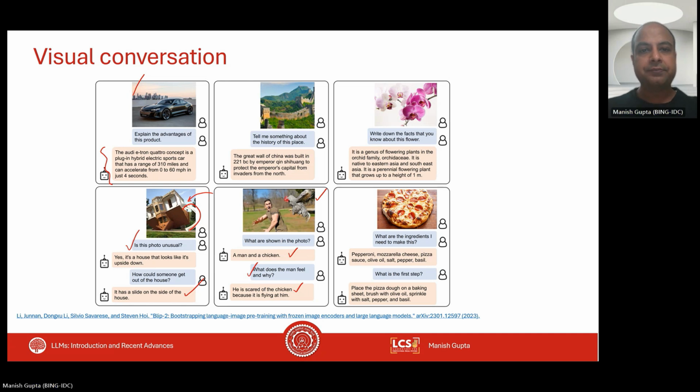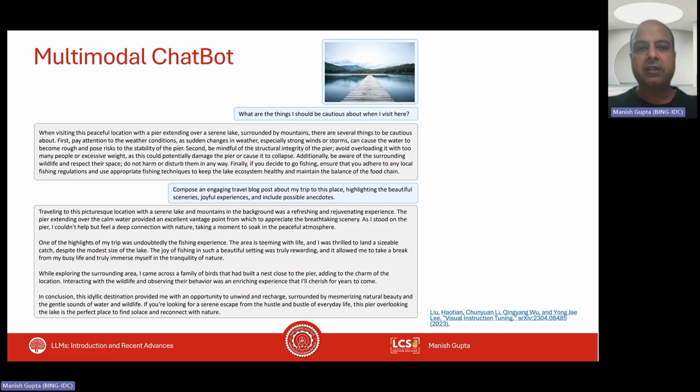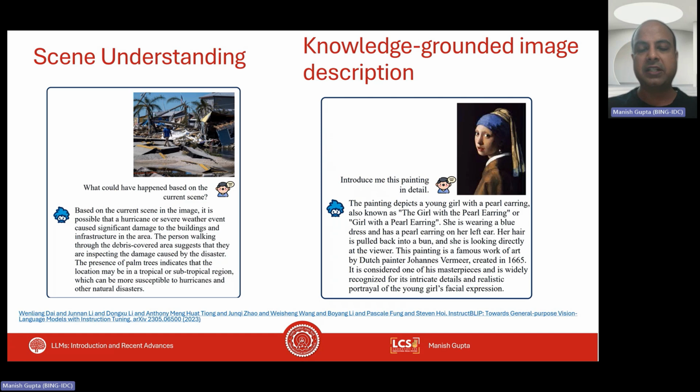Now, these multimodal chatbots may not really be chatting in short utterances. As you see here, this particular model could lead to much longer utterances as well. Given this image, a user could ask, what are things I should be cautious about when I visit here? And this multimodal chatbot can give very detailed, different perspectives of what one should be cautious about. It can also help write a long travel blog post about a trip to this place and so on. So these visual conversations may be really long, not just in the number of utterances, but the size of each utterance as well.